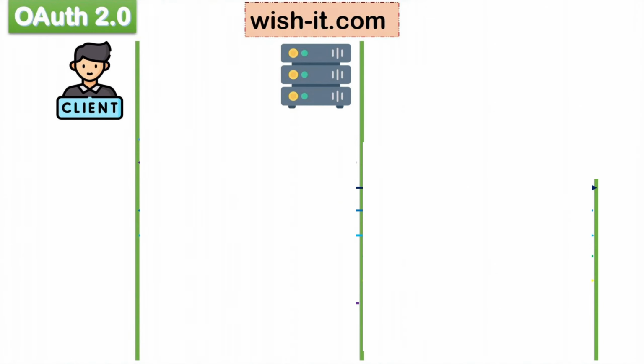You will act as a resource owner because you are the owner of your email contact list. The application wishit.com, using which you want to send the wishes, will be the client and will be requesting to access your data, which is the contact list from your Gmail account. Now let us see how the complete flow might work using OAuth.